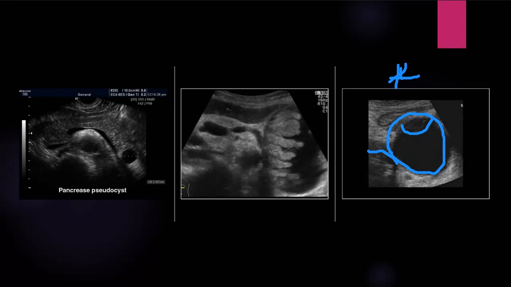This picture right here, again, in the tail, really large and very complex. You're like, oof, that looks like an alien, right? Kind of looks like seaweed in there. So that's going to be that solid component to that complex pseudocyst.